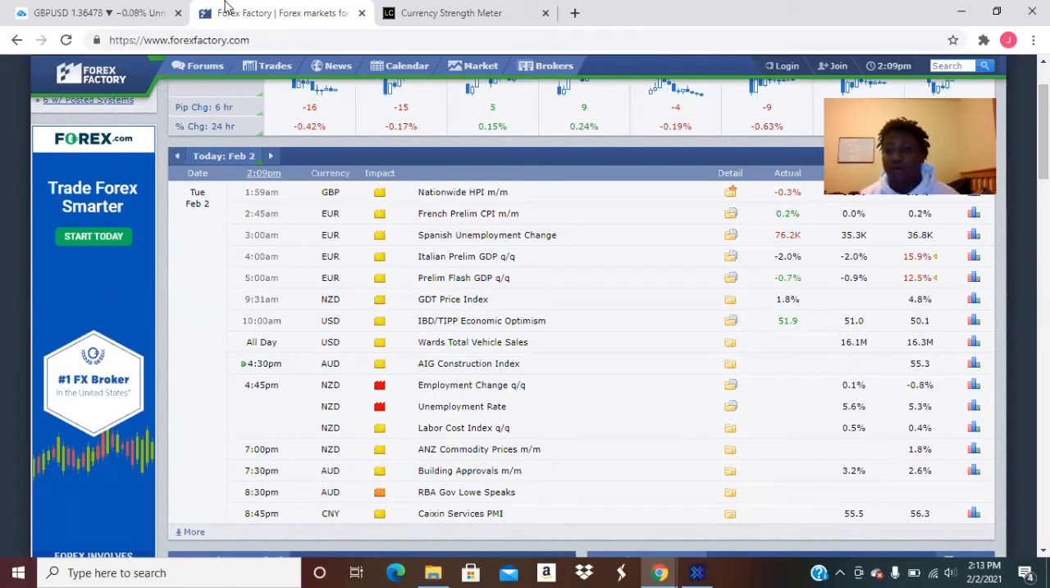I'm going to go over a quick example, but I'm not going to go into detail. I need you to mark up homework. Go on forexfactory.com. Anytime you see a yellow folder, tell me what that means. Anytime you see a red folder, tell me what that means. Anytime you see an orange folder, tell me what that means.